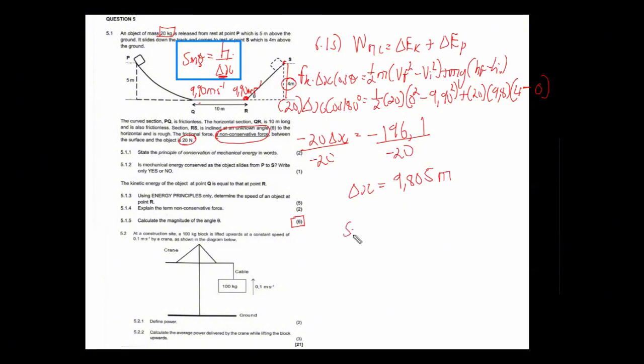So we have sine theta is equal to h over delta x. Now our height is what? 4 meters. Our displacement 9.805. Then we are looking for theta, so we can leave the theta here. Arc sine, as you know from your trigonometry, 4 over 9.805. And then we have theta. Arc sine is 4 divided by 9.805. Close bracket.